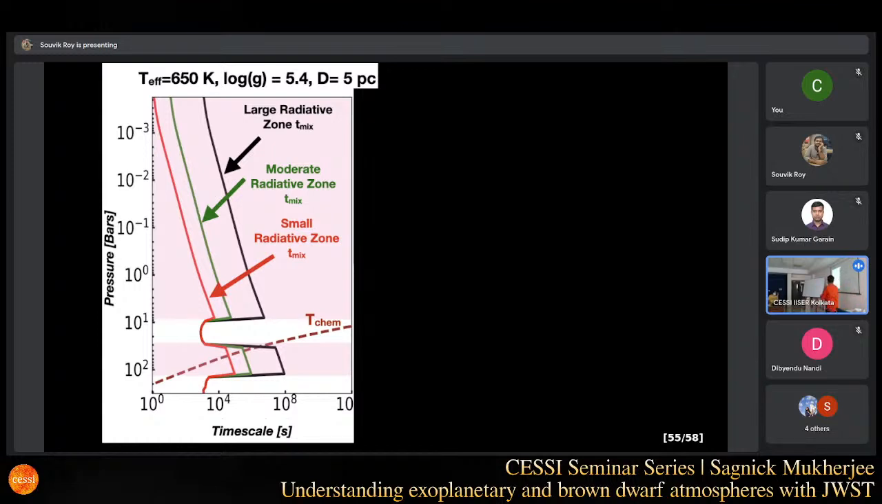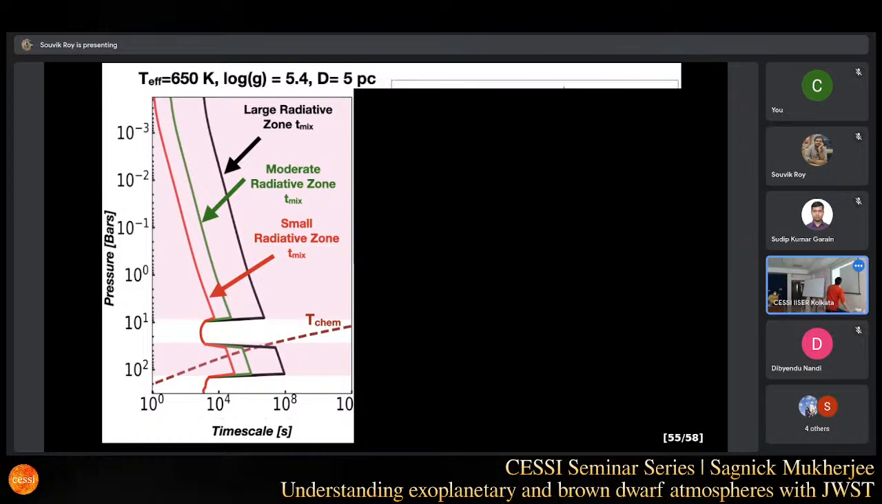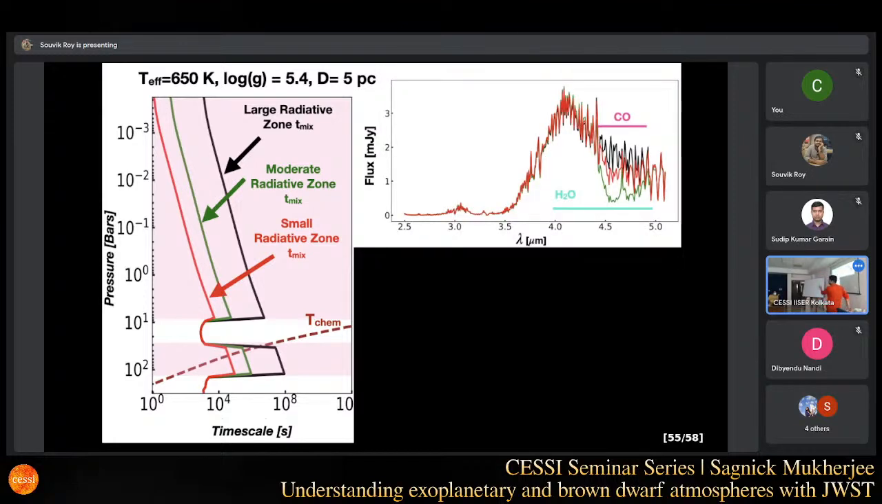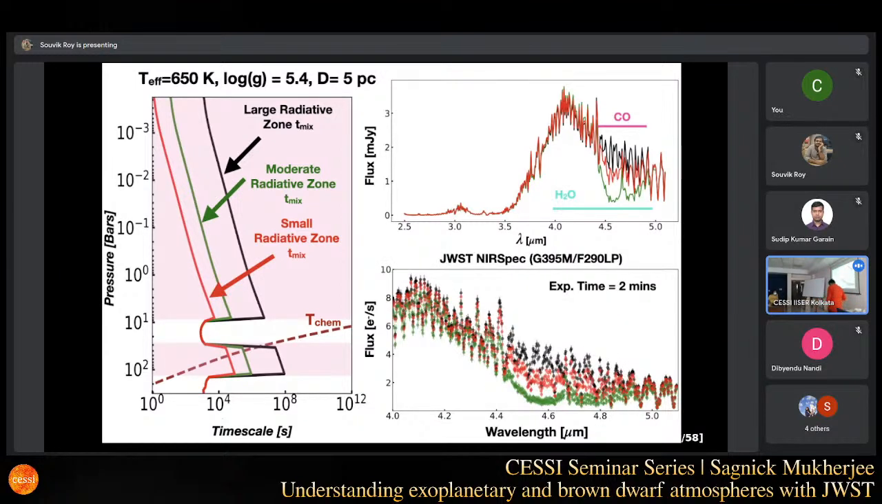Anyway, so coming to JWST. So imagine you have a brown dwarf with 3 different amounts of dynamics in the radiative zone. That would lead to 3 different spectra in the M band. And let's see what JWST can do. So JWST has this instrument called NIRSpec, which is basically a spectroscope. And just with 2 minutes of exposure time, it can clearly distinguish between these 3 cases, which means JWST with 2 to 10 minutes of exposure can constrain this KZZ parameter.